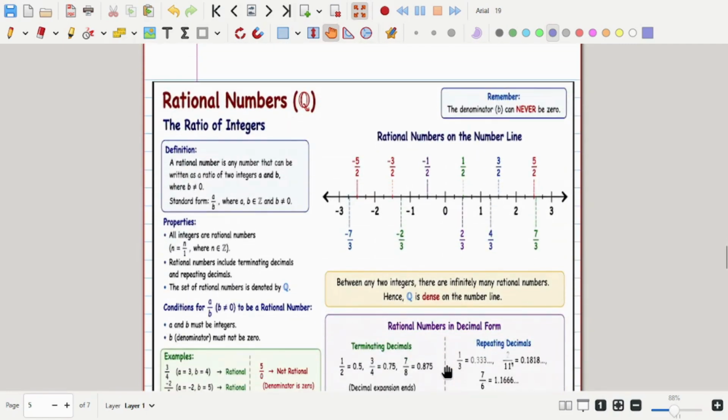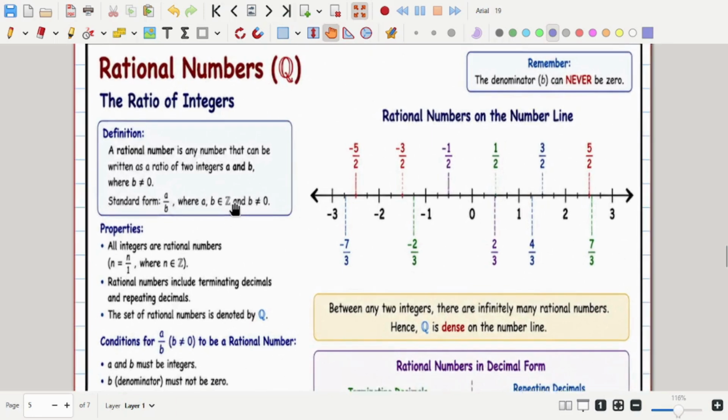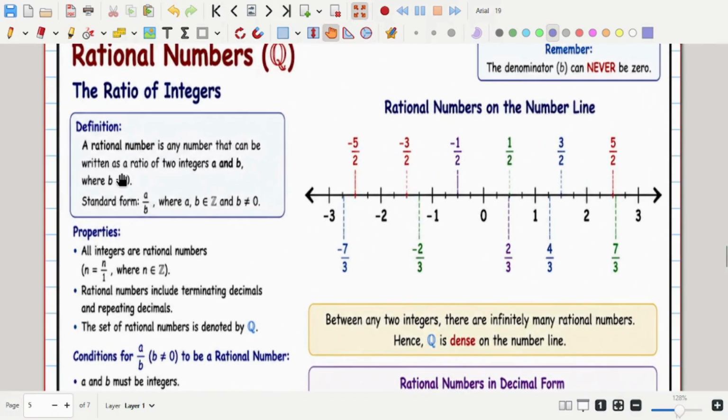What do we mean by rational numbers? Rational numbers are denoted by the letter Q. A rational number is any number that can be written as a ratio of two integers a and b, that is, a number written in the form a divided by b, where a is an integer, b is also an integer, and b is not equal to 0. That is a rational number.